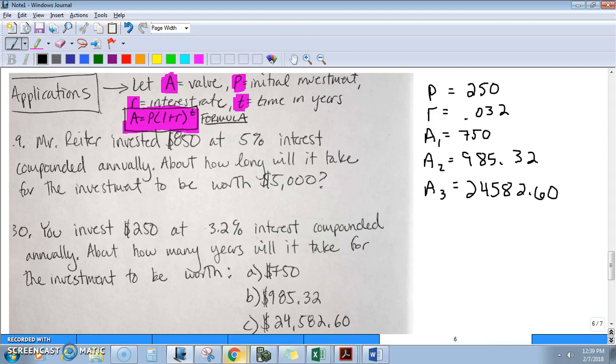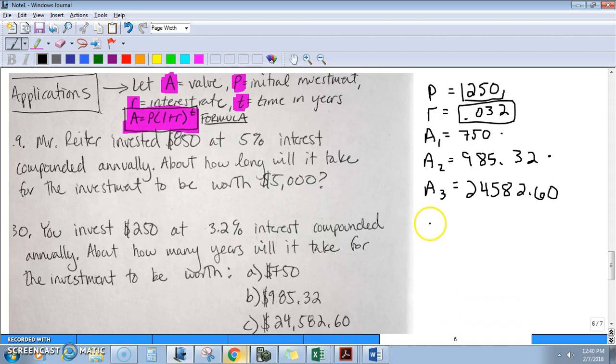All right, you guys, I'm not going to completely do this one for you, but I'll help you set them up. Our principal interest is $250 for number 30. Our rate of interest is 0.032. And then it wants 3 different answers. It wants how long will it take to have $750? It wants how long will it take to be $985? And it wants how long will it take to be $24,582. So I will just help you write 3 equations that you should be able to solve. And I will give you the answers so that you can check yourself.